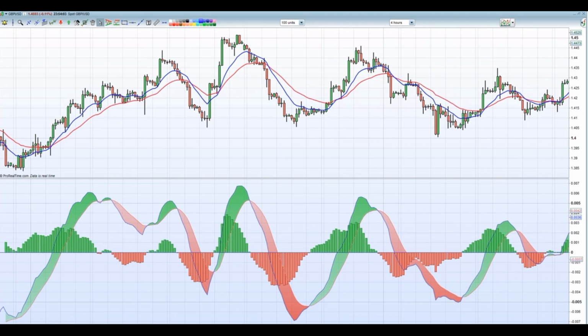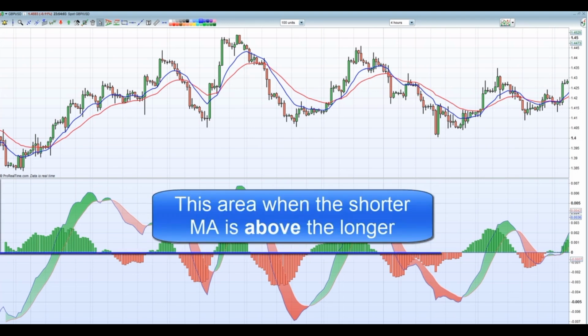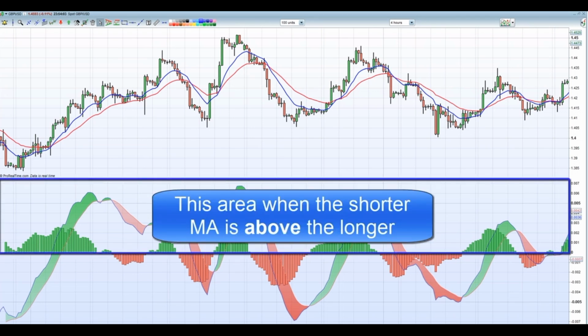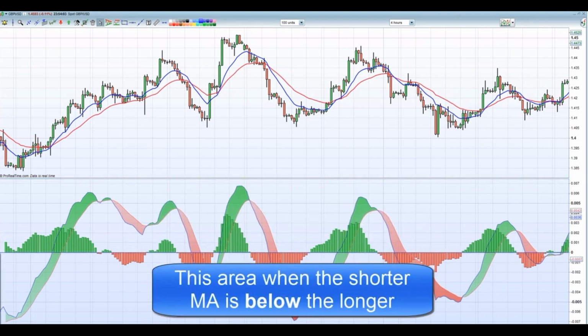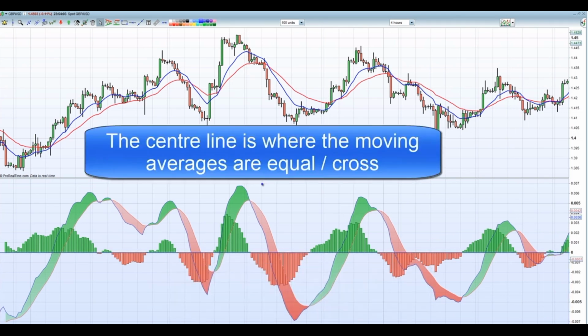Convergence simply means the moving averages are moving closer together, and divergence simply means they are moving away from one another. When the shorter-term moving average is above the longer-term moving average, this area of the indicator will show activity. When the shorter-term moving average is below the longer-term moving average, this area of the indicator will show activity. The center line, of which the MACD is plotted around, indicates where the moving averages are equal, and when the MACD passes through the center line, this indicates the moving average is crossing.